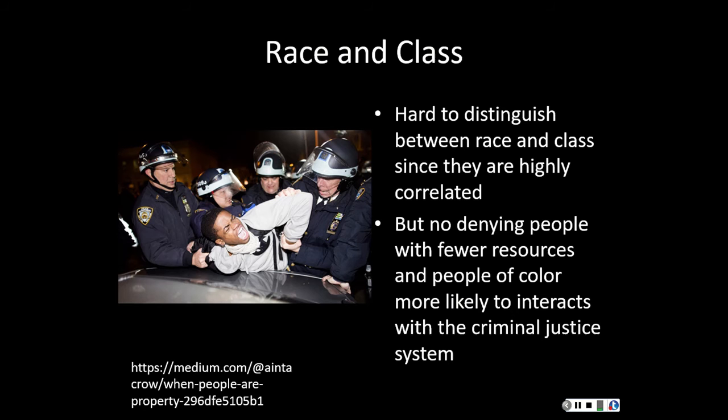One of the things we see universally is that individuals trapped in jails and prisons, or somehow engulfed by the criminal justice system, are people that lack resources. Now, this country does have an issue of African Americans being more likely to be poor than individuals of other races, and we don't know how that works out. However, there is no denying that people with fewer resources and people of color are more likely to interact with the criminal justice system than other individuals.